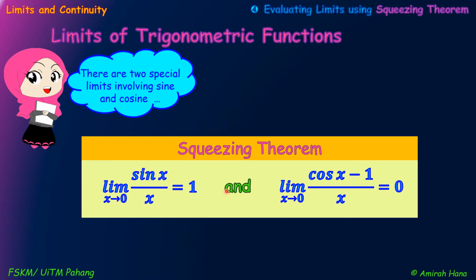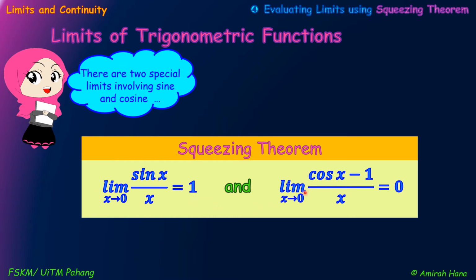Actually, if we use direct substitution, when we plug in 0 into variable x here, we will get sin 0 over 0. And sin 0 equals 0, which means that we will get 0 over 0 when we use direct substitution. But under the squeezing theorem, limit as x approaches 0 of sin x over x equals 1.